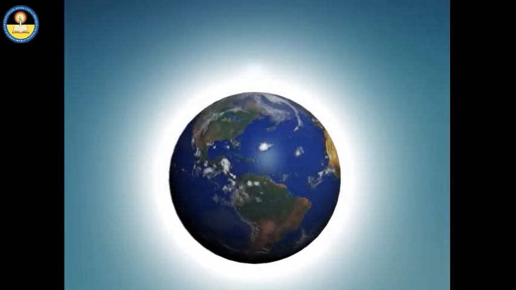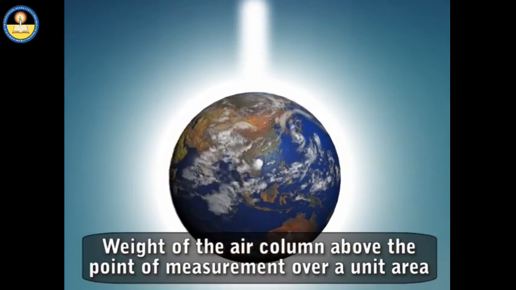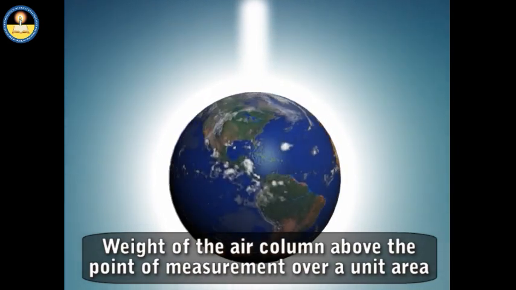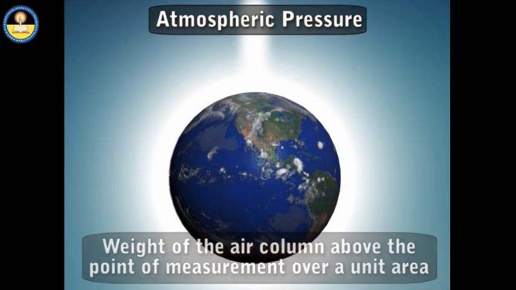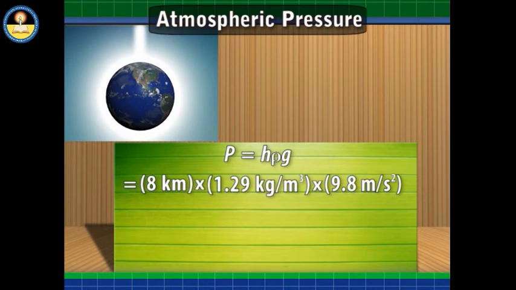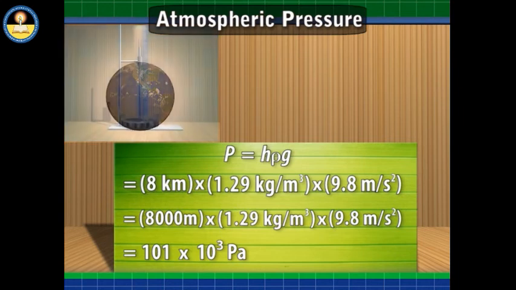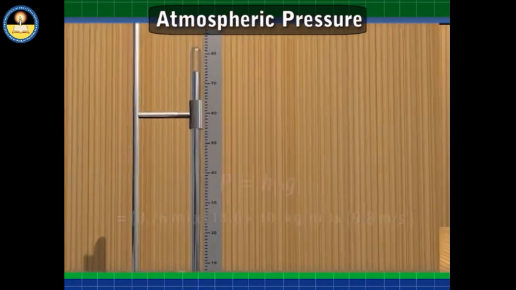We know that pressure is force per unit area. Hence, the weight of the air column above the point of measurement over a unit area on the Earth's surface is called air pressure or atmospheric pressure. One can measure the atmospheric pressure. It comes out to be 101 kilopascals. This is also equivalent to the pressure exerted by 76 centimeter of mercury column.